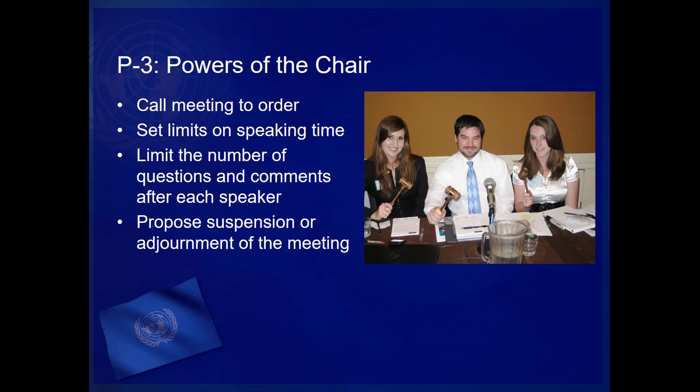The other rule used to help set the structure of debate is P3, powers of the chair. This is a broad rule with many uses at conference. This rule permits the chairs to call the meeting to order, set limits on speaking times, limit the number and time for comments and questions after each speaker, and to propose suspension or adjournment of the meeting. These decisions can be appealed, or the body may request from the chair different speaking times or different rules to govern debate. However, ultimate authority for these decisions rests with the chair.